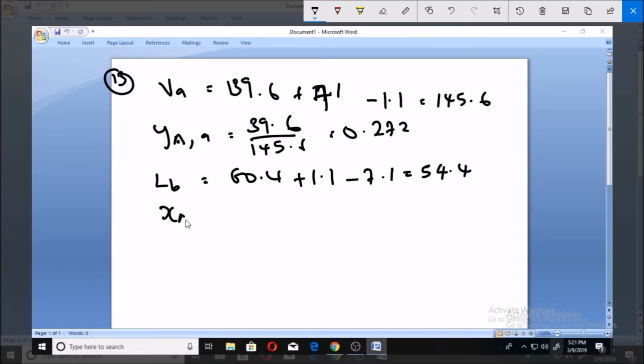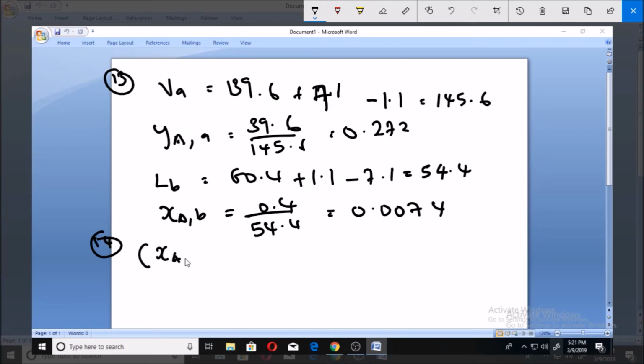And XAB is equal to 0.4 all over 54.4, which is equal to 0.0074. So this is the material equation that we had before, but we now have the value of m and n, so we substituted to get all these. Then we'll move to the 14th step, which is taking out the values to establish our operating line.